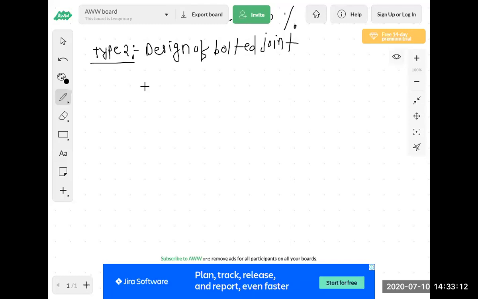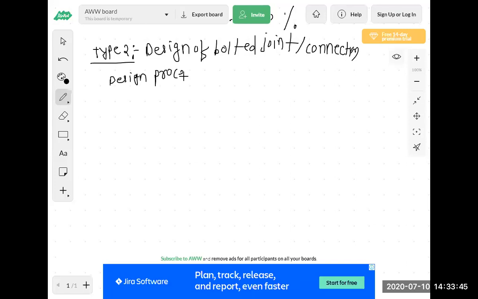So okay, I will tell you while writing the procedure. We will write the procedure again one by one, and then we will see how to solve the examples using this under type 2. Write down type 2, design of bolted joint, or we can say the connection. Now write down the design procedure here.